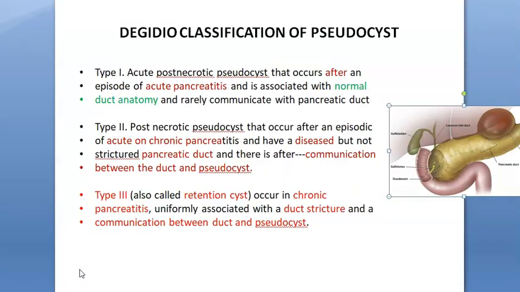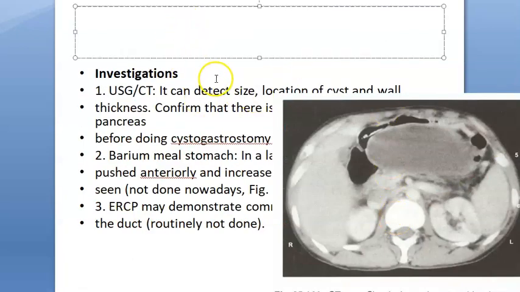Then type 2 comes, the duct is having some disease, and this is after acute on chronic pancreatitis, and there can be some communication. Then coming to type 3, the duct is having a problem, there is communication between the duct and the pseudocyst, and this is after chronic pancreatitis. So these are the 3 types of the DeGiDio classification of pseudocyst.